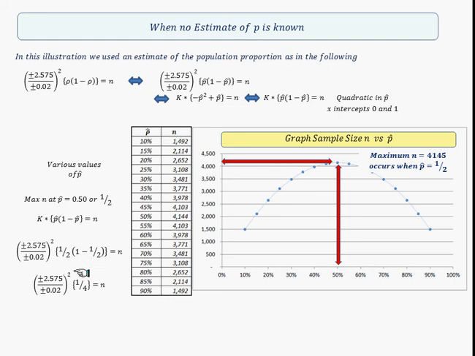A half times a half is a quarter. So when no value of p hat is known, and you need a sample size n for a given level of confidence 99% with a margin of error 0.02, we have n to be as maximum as possible, and that's 4145. Generally, when p is unknown, we have this expression here, and you can use that in your formulations.